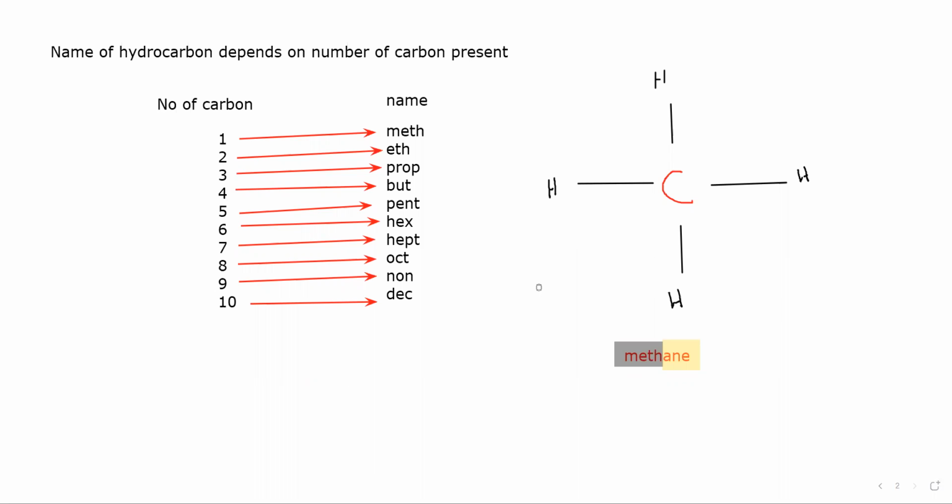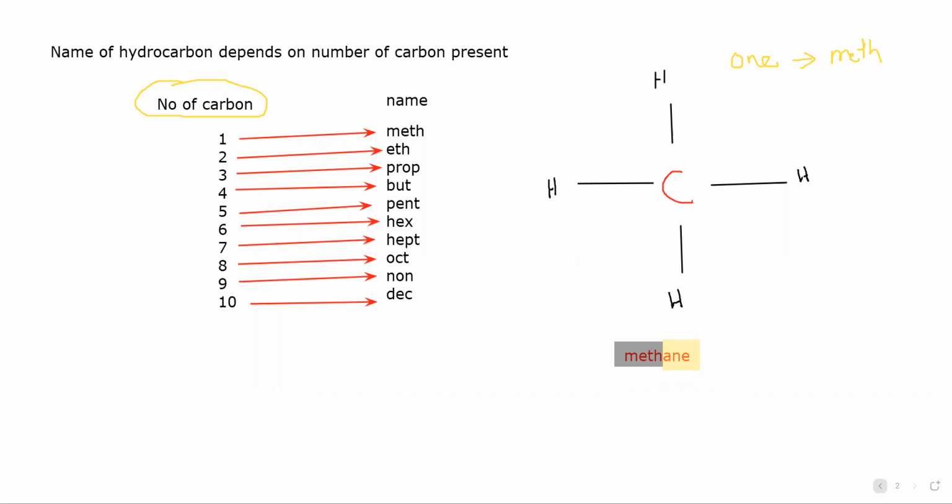Another example. Look, how do we name this? The name of the hydrocarbon depends on the number of carbons present. First, in this structure, how many carbon atoms are there? You see only 1 carbon atom. If the structure contains only 1 carbon atom, we call it meth. So I call this meth.